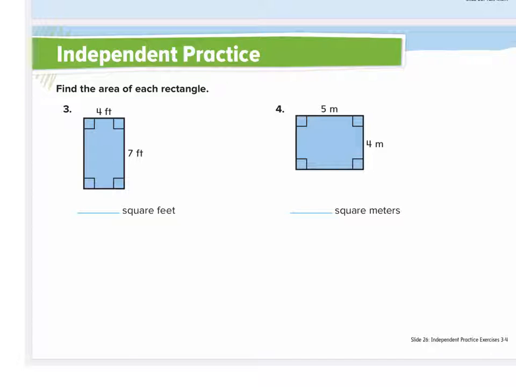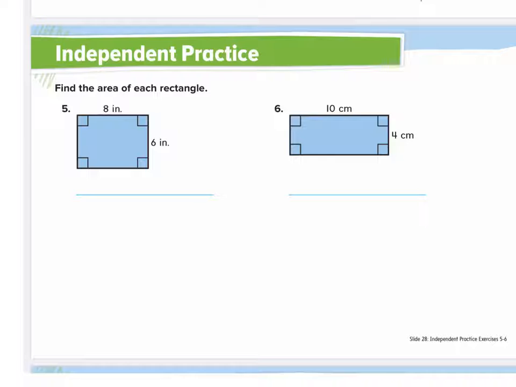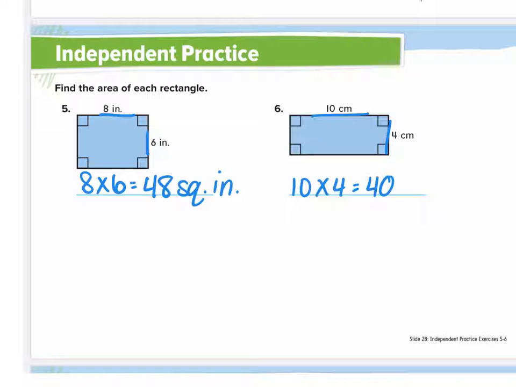Again, we're finding the area of each rectangle. 4 times 7 or 7 times 4 is 28 square feet. 5 times 4, length times width, is 20 square meters, since they have the label of meters for length. And 8 times 6 equals 48 square inches. 10 times 4 equals 40 centimeters squared.